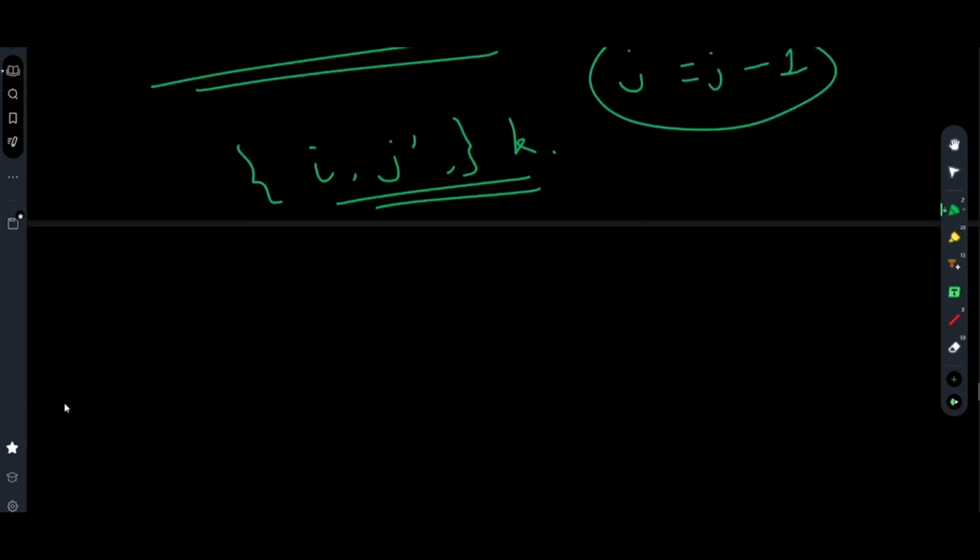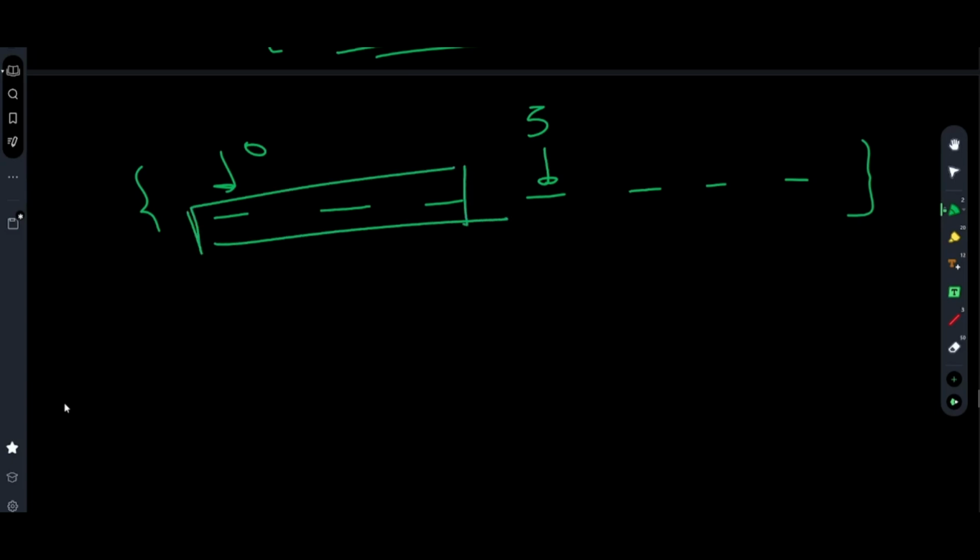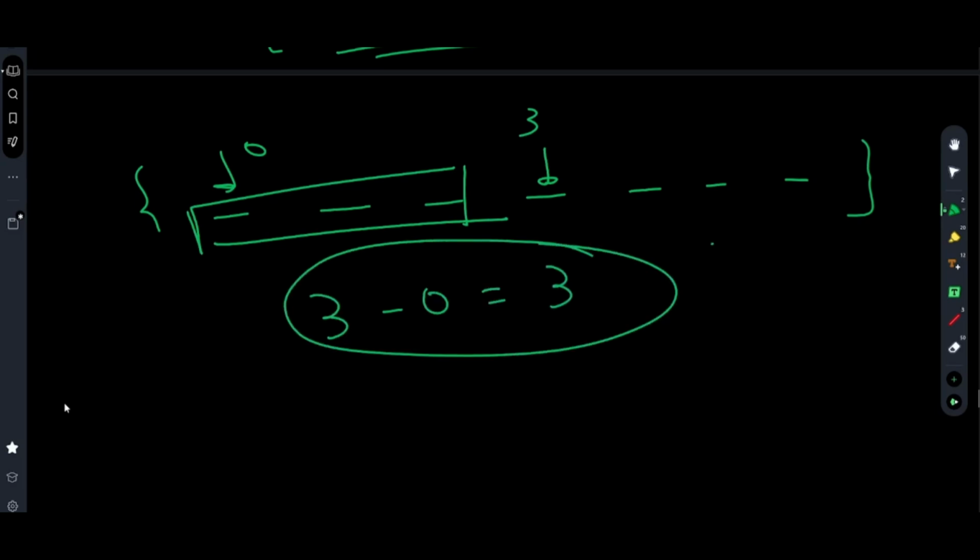Now suppose this is the first side at 0, this is J at 5. So how many triangles are possible? These three triangles are possible. How to find these three numbers? 5 minus 1, 0, 1, 2, 3, 3 minus 0 is equal to 3. There are three triangles possible. So you have to make the counter increase as count plus equals J minus I.